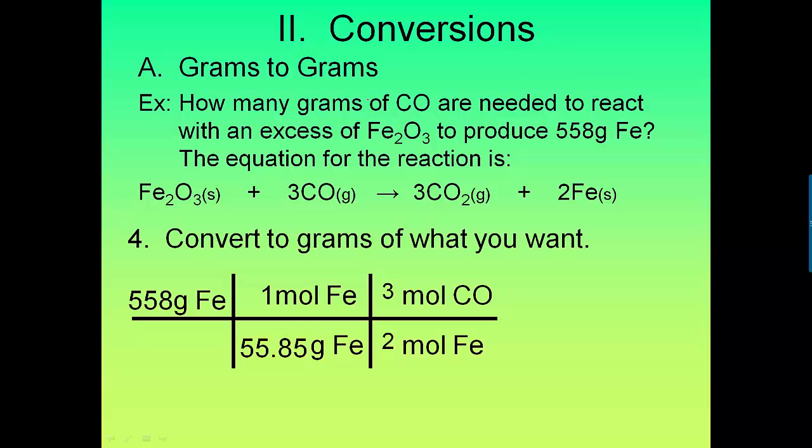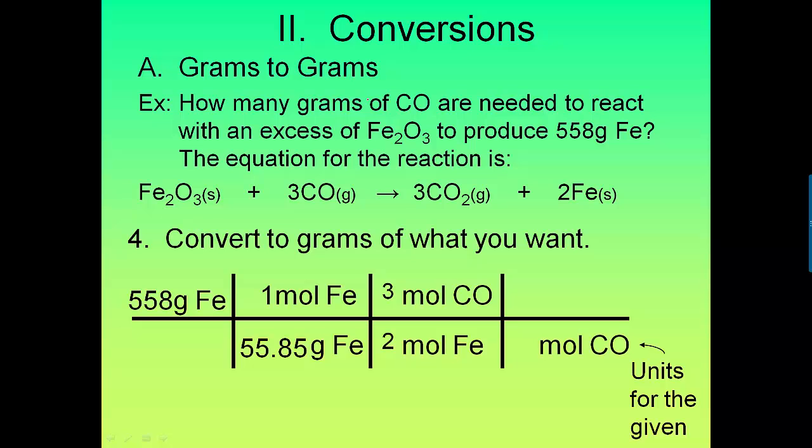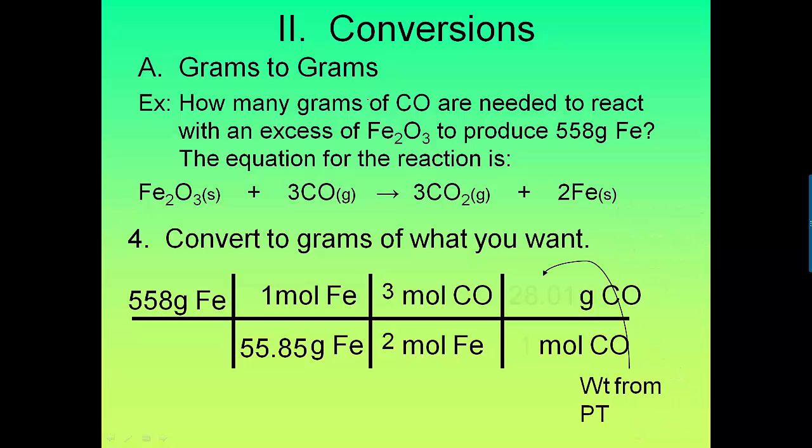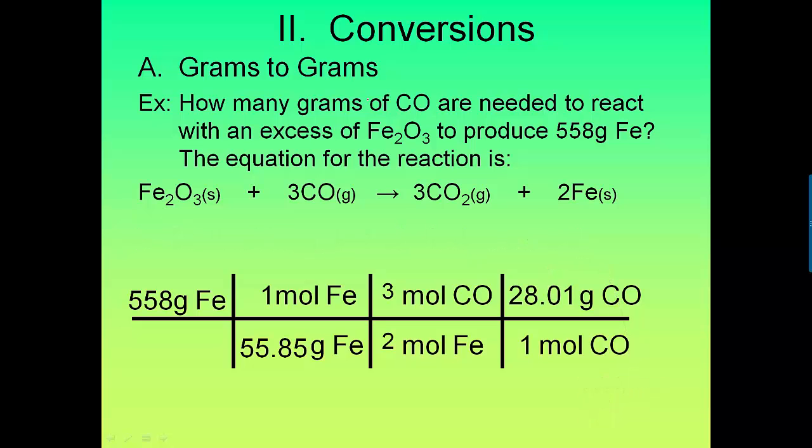Now I want to convert into the last thing that I want, and the last thing I want is grams of CO. I'm currently in moles of CO, so that goes on the bottom, and what I want, grams of CO, goes on the top. I know that 1 mole of any substance is equal to the weight from the periodic table. So 1 mole goes on the bottom and 28.01 grams go on the top.